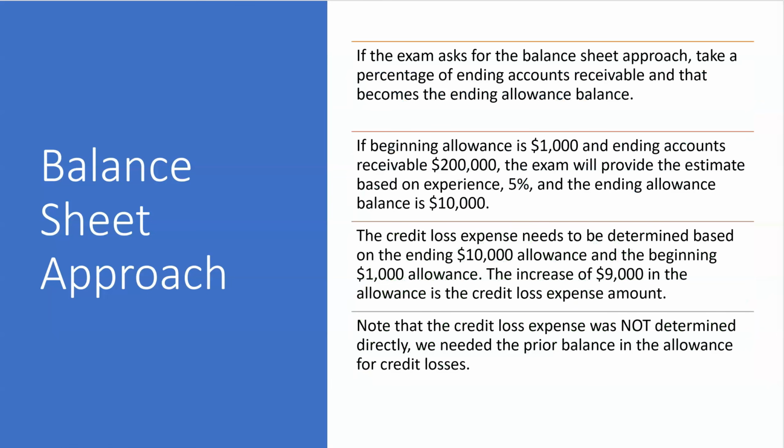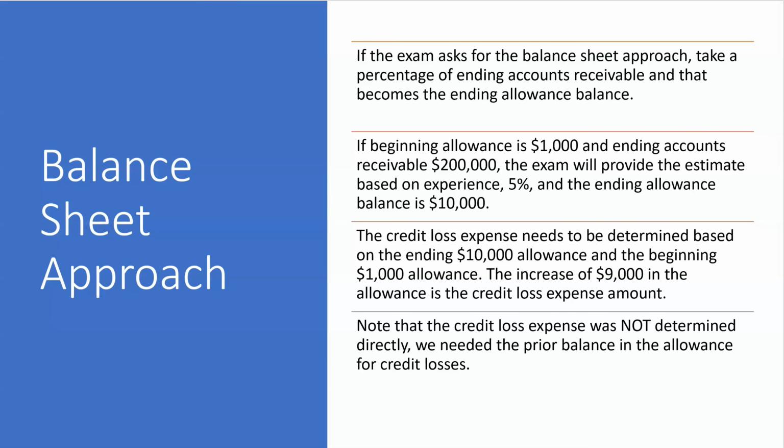So let's look at the balance sheet approach to estimating credit loss expense. If the exam asks for the balance sheet approach, we're going to take a percentage of ending accounts receivable, and that becomes the ending allowance balance. So they'll tell you that the beginning allowance for credit losses is $1,000, and the ending accounts receivable is $200,000. Then the exam will provide the estimate based on experience of maybe 5%, and you have to determine that the ending allowance balance is therefore $10,000, or 5% of the ending accounts receivable balance.